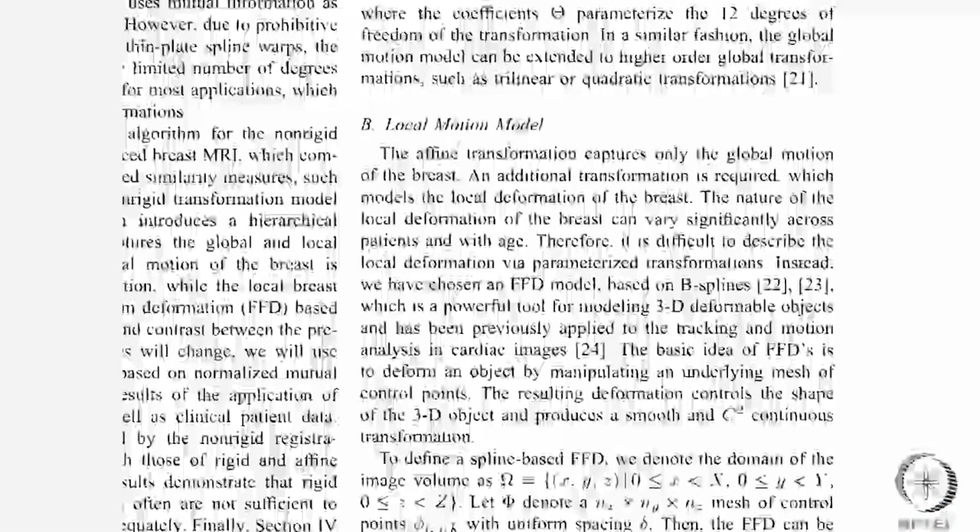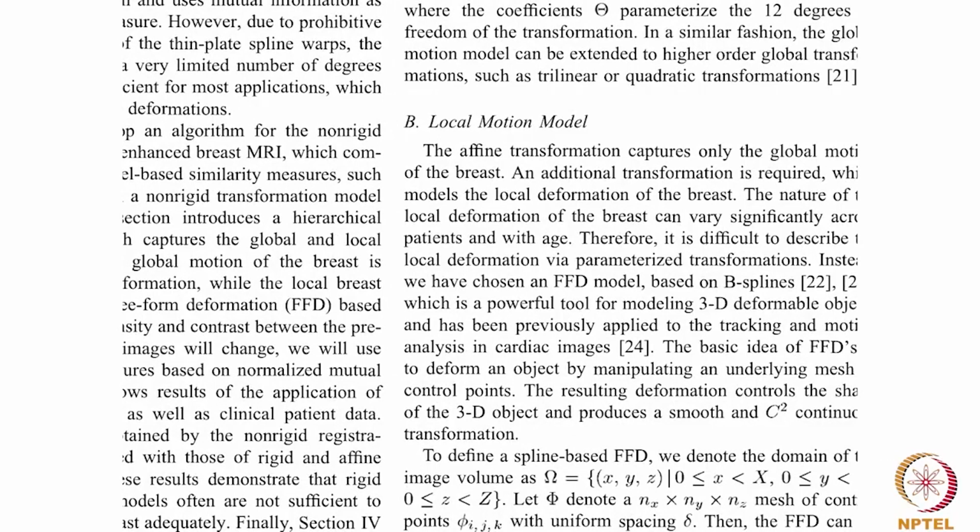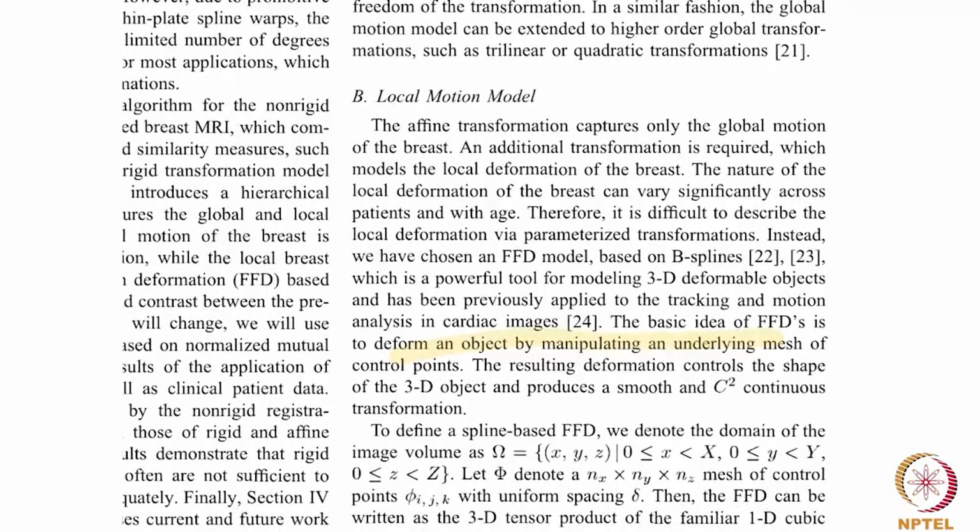Okay, so the basic idea is if you deform the object, as it states here, by manipulating an underlying mesh of control points. So the control points are where the deformations are estimated, and then B-spline curves are used to interpolate it everywhere. Okay, so we did something similar for Demons. We did a Gaussian smoothing. Okay, so they don't do that. Instead, this regularization or the constraint is obtained using the B-splines.